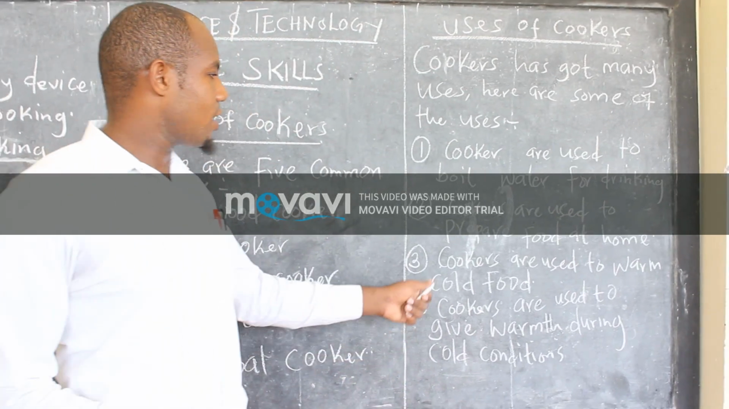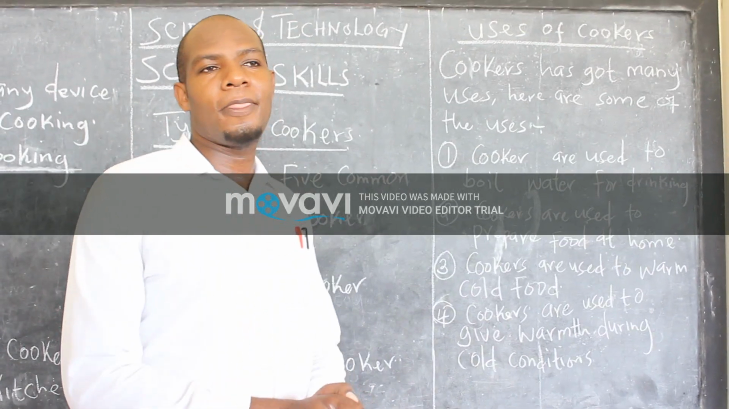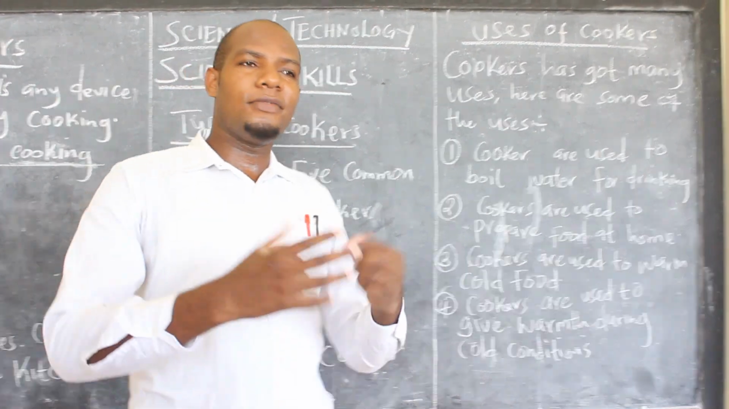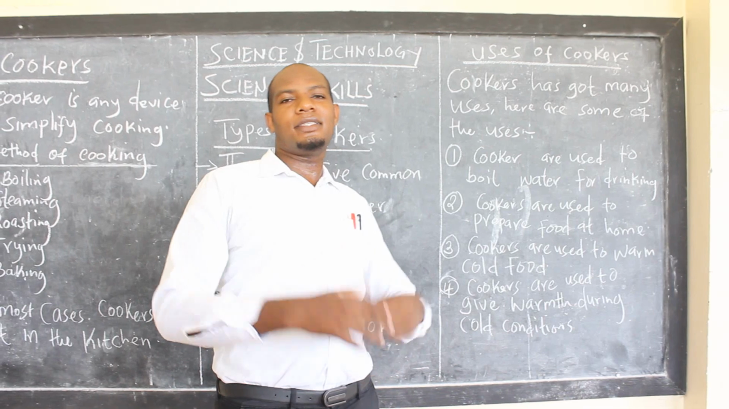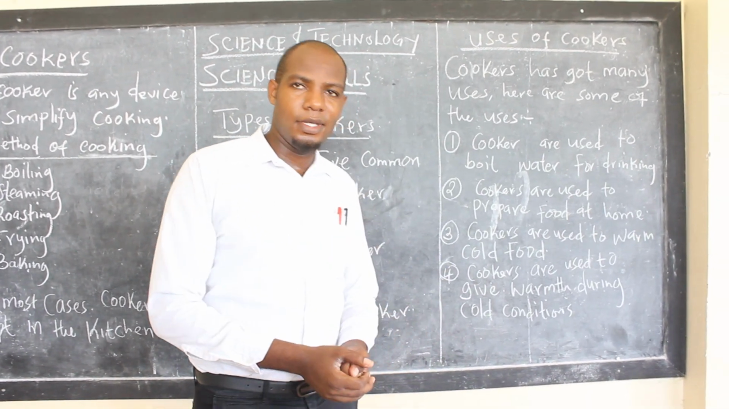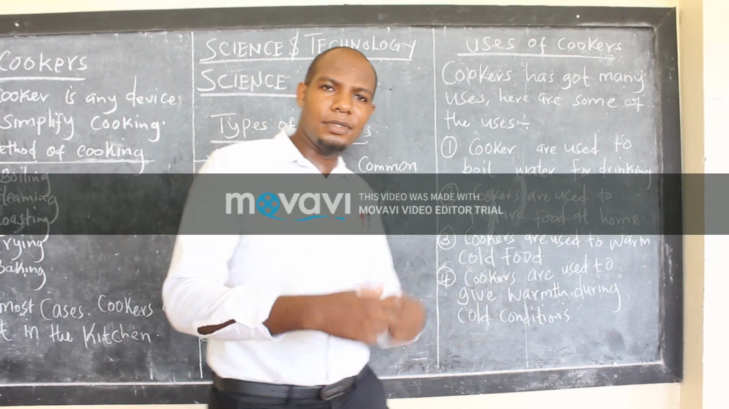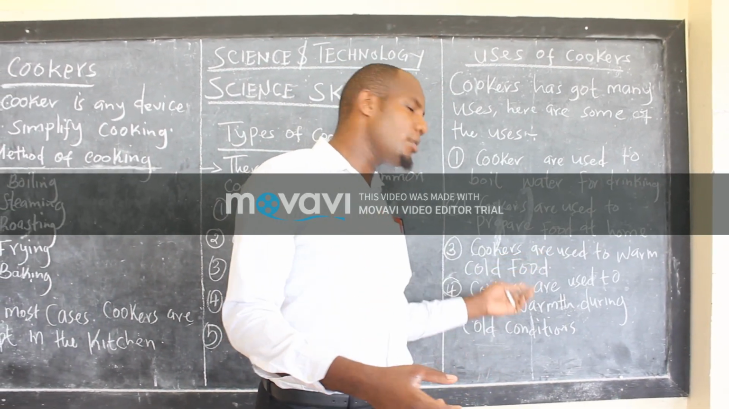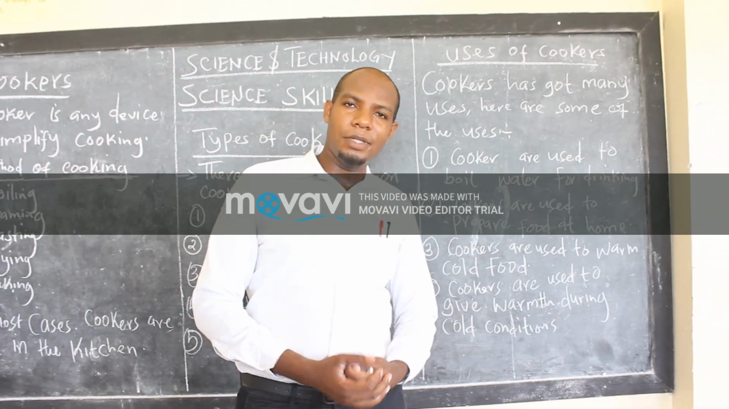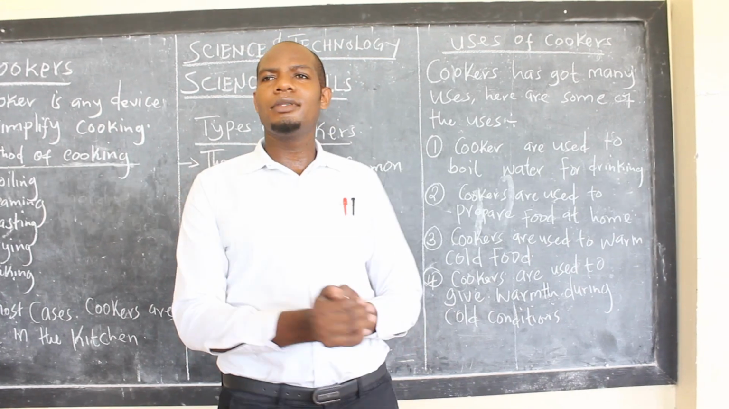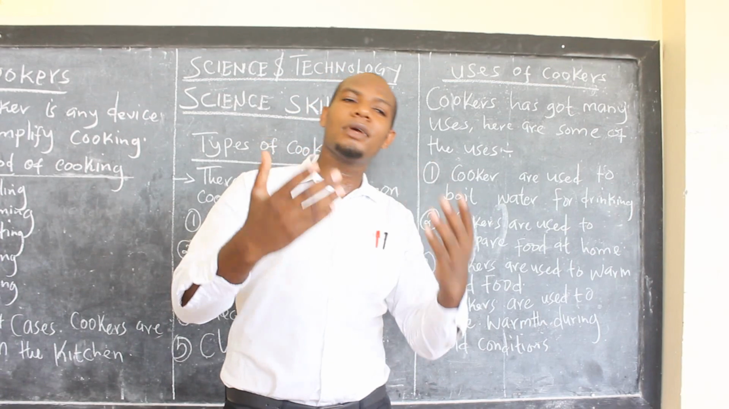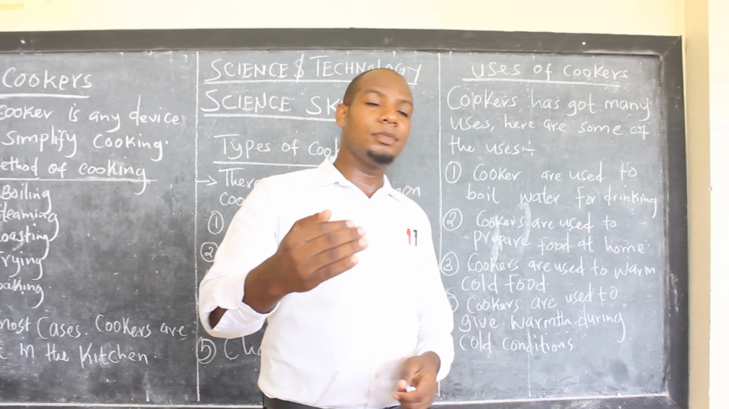Also, cookers are used to warm cold food at home. Your mother has prepared food, you have eaten, but some food has remained, and it is just kept for further use. When it comes time to consume the food that you had kept, you are going to warm the food before you use it. Now, what are we going to use to warm the food? We are going to use cookers. Any cooker that you have at home is the one that is going to be used to warm the food.